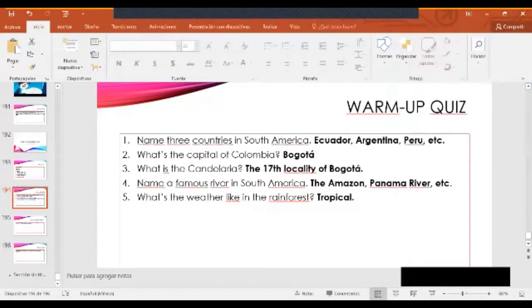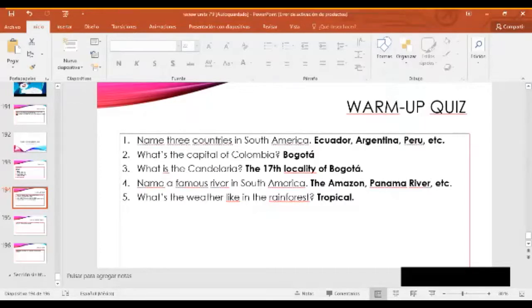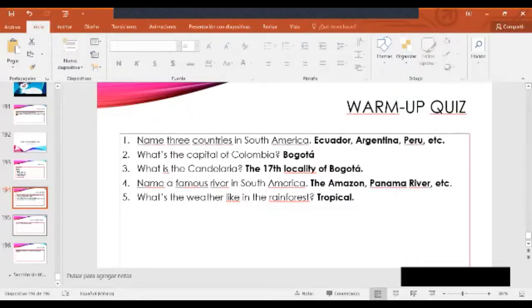So the answer to number 1 we found was Ecuador, Argentina, Peru, and there are other countries that you can write. The capital of Colombia is Bogota. The Candelaria is the 17th locality of Bogota. A famous river in the South America would be the Amazon River, the Panama River, and others. The weather in the rainforest is a tropical weather.